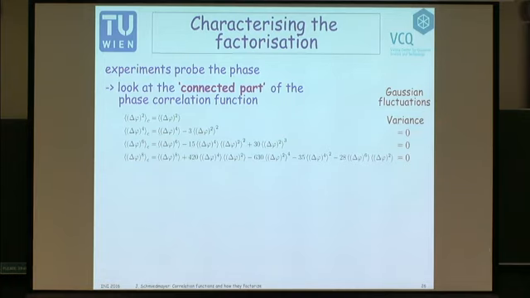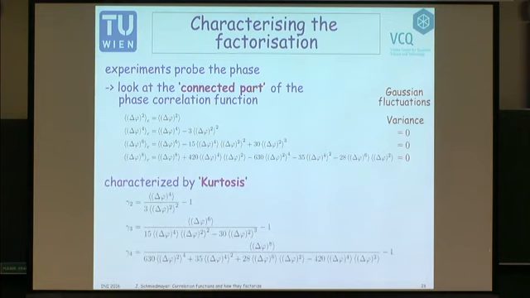Otherwise, you cannot see what is in there. And you can take a normalized version of this connected part, which is called the kurtosis, where you more or less take that, divide by that, and subtract 1. So basically, you get it different. And this kurtosis is usually 0 if you have Gaussian fluctuations.